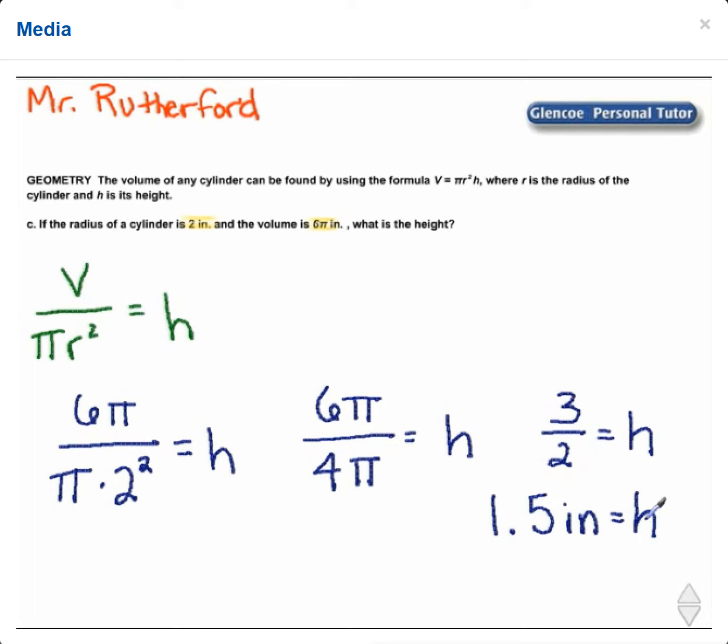So the height of this cylinder, which has a radius of 2 inches and a volume of 6 pi inches, is 1.5 inches.